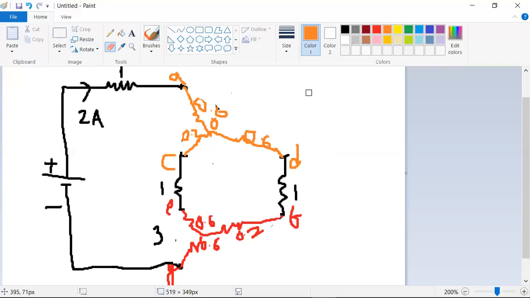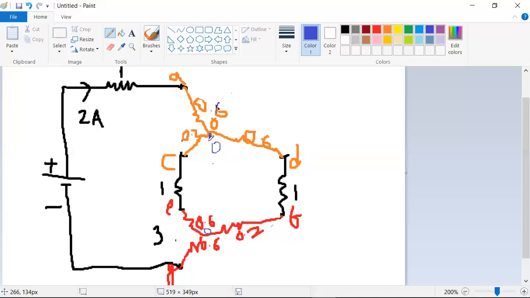So observe this connection carefully. Here this is 0.6, 0.6, 0.2, 0.6, 0.6, 0.2. This is a node O. This is node O again. It is a common node, I can say neutral also.